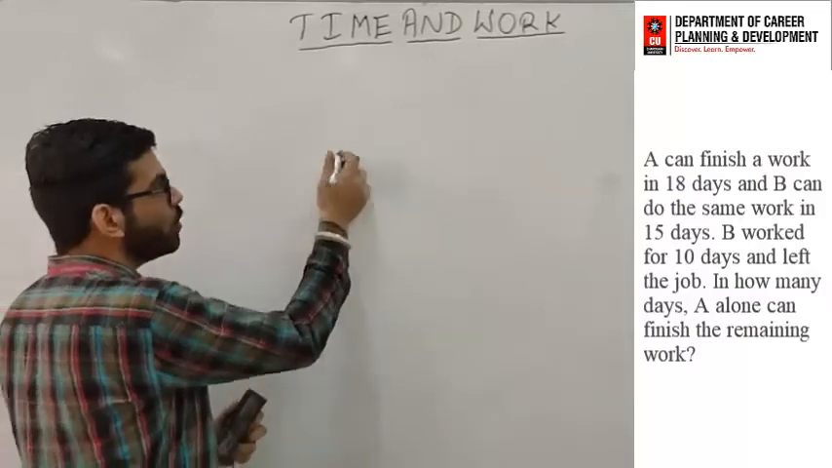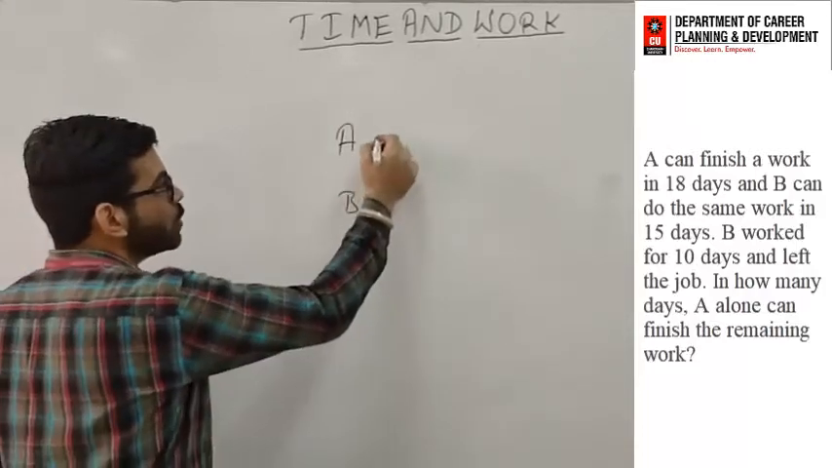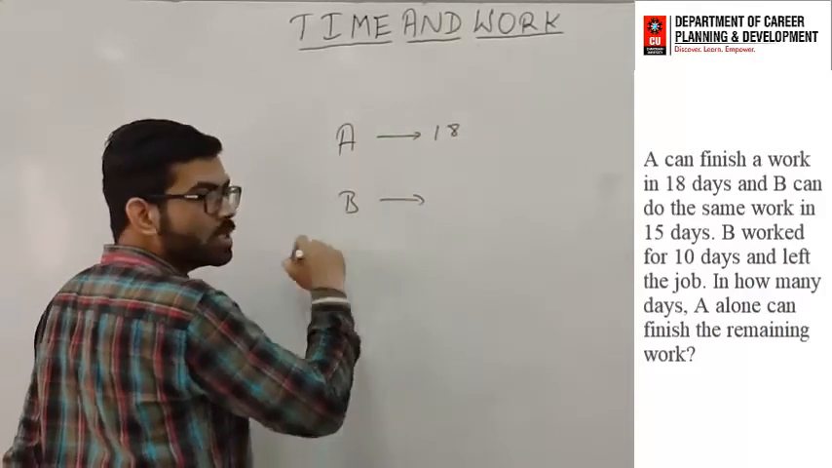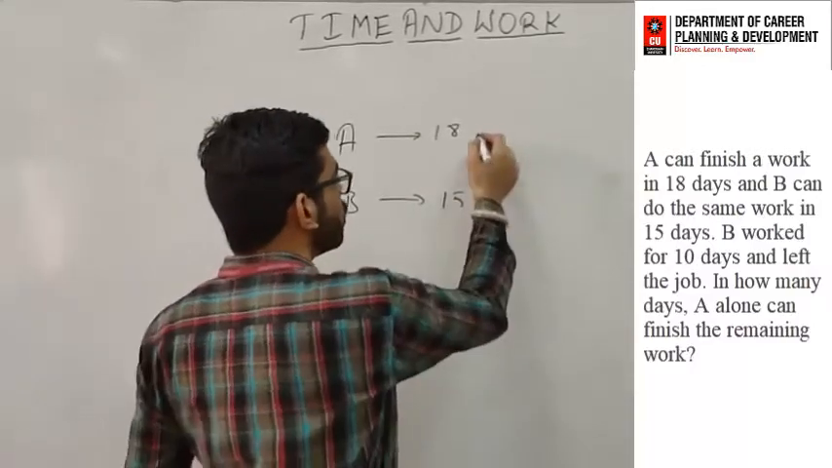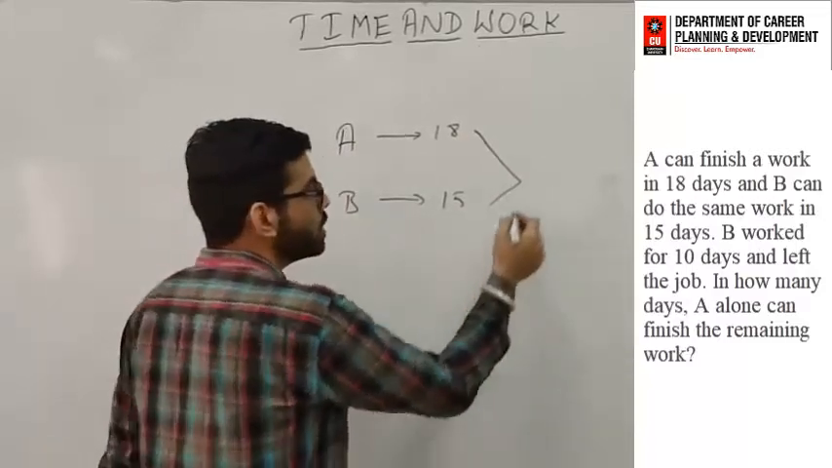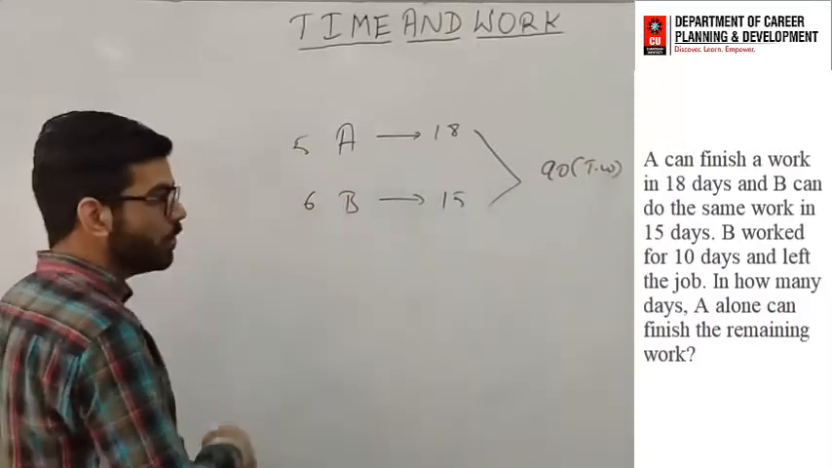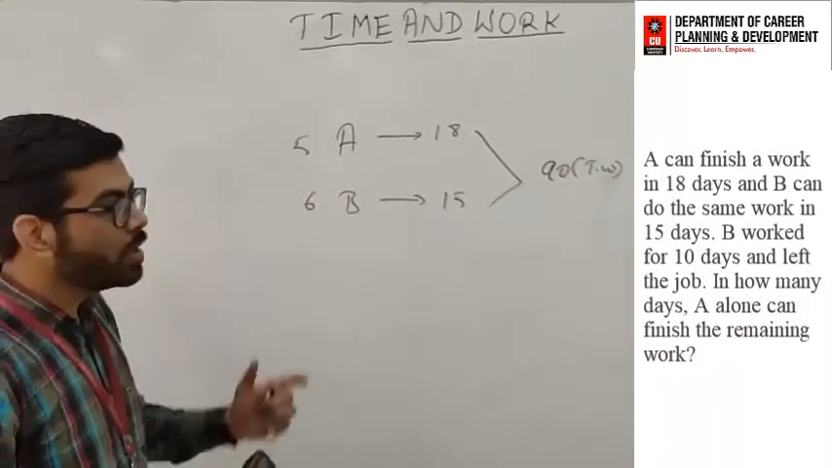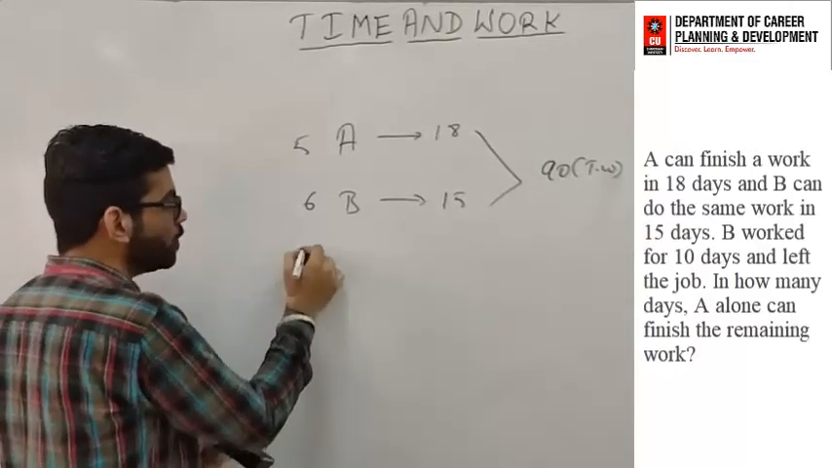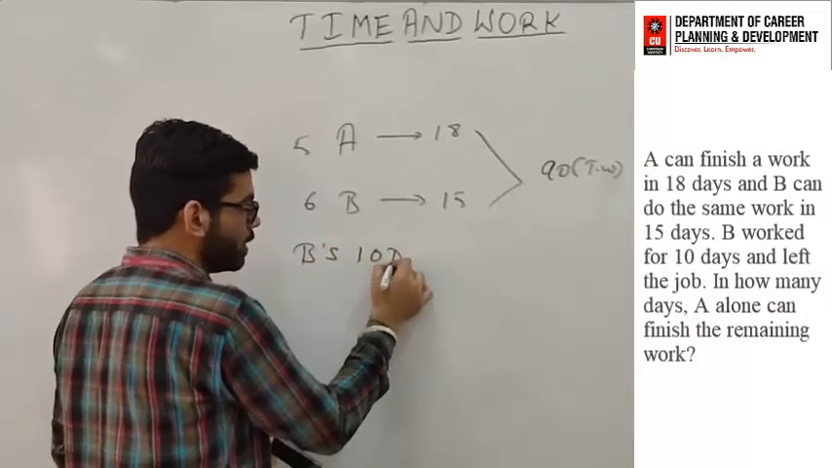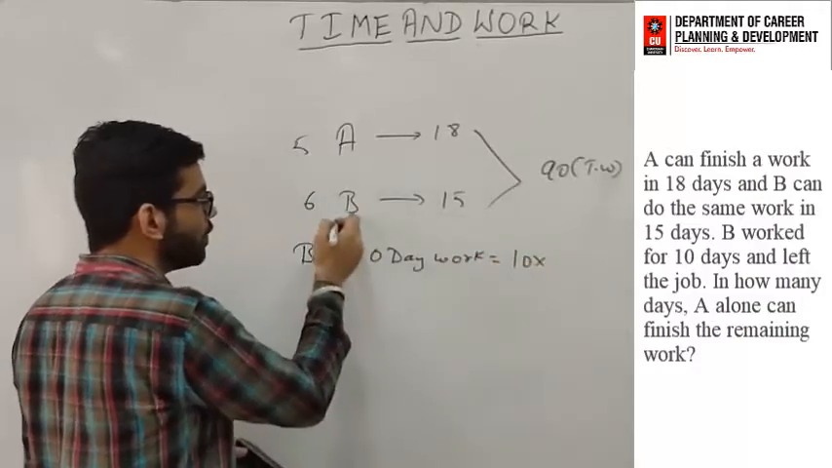First of all, according to the layout, the first thing you have to write is the number of persons: A and B. A can do the job in 18 days, B can do the same job in 15 days. These are the individual days. So the total work comes out to be the LCM of 18 and 15, which is 90. So this is the total work, 90 units. Now the next thing says that B worked for 10 days. That means we need the 10-day work of B. For 10 days he has worked with an efficiency of 6.